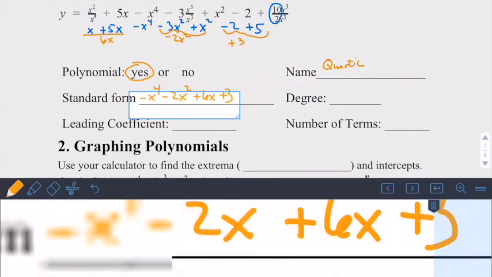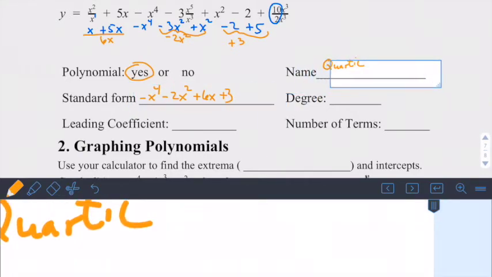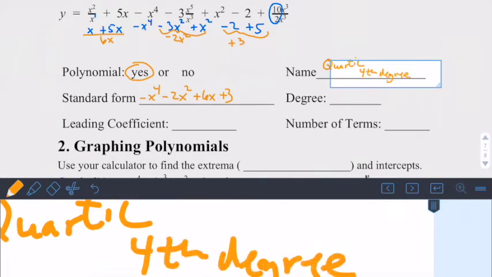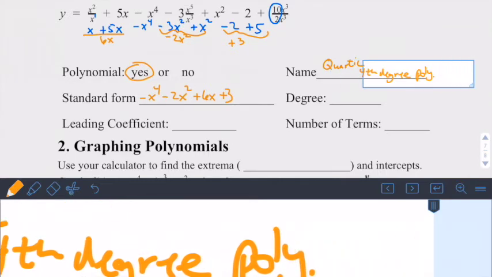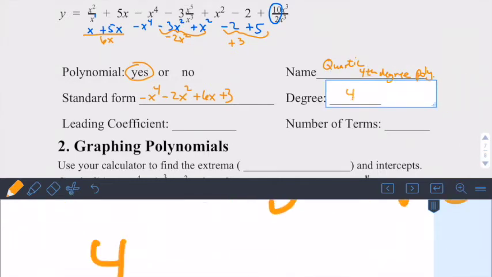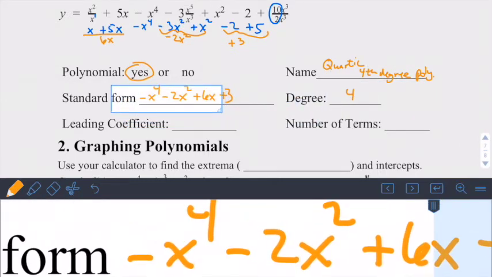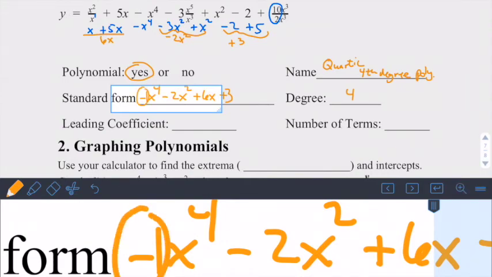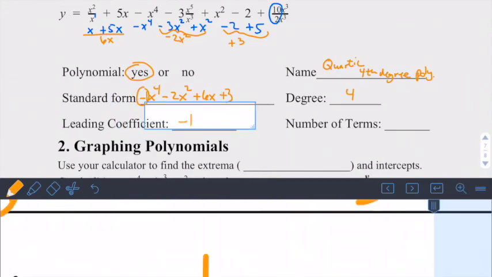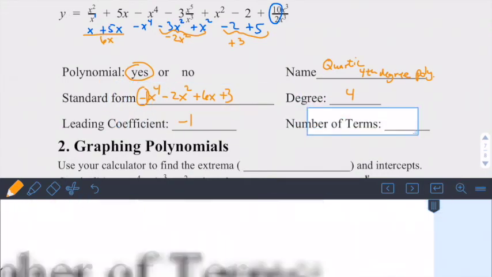Remember, anything fourth degree or higher, though, doesn't really matter so much, so we could just call this a fourth degree polynomial. So the degree is 4. The leading coefficient is negative 1. Be careful. And the number of terms, 1, 2, 3, 4 terms.